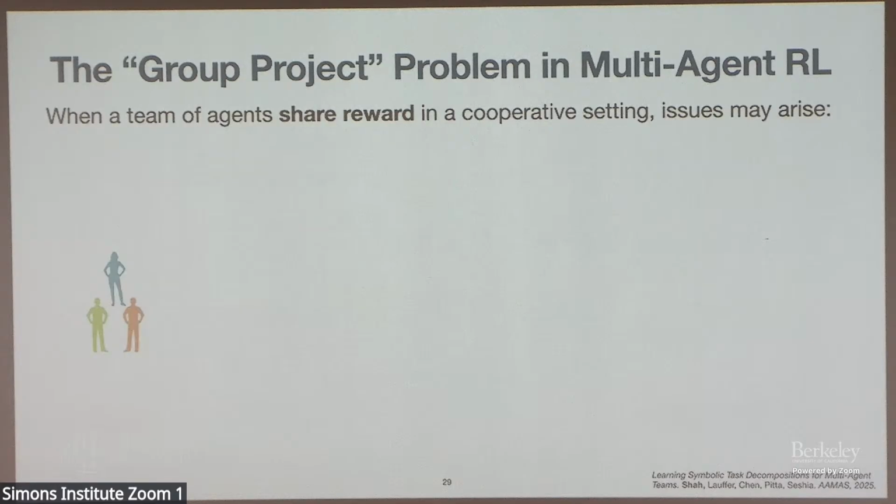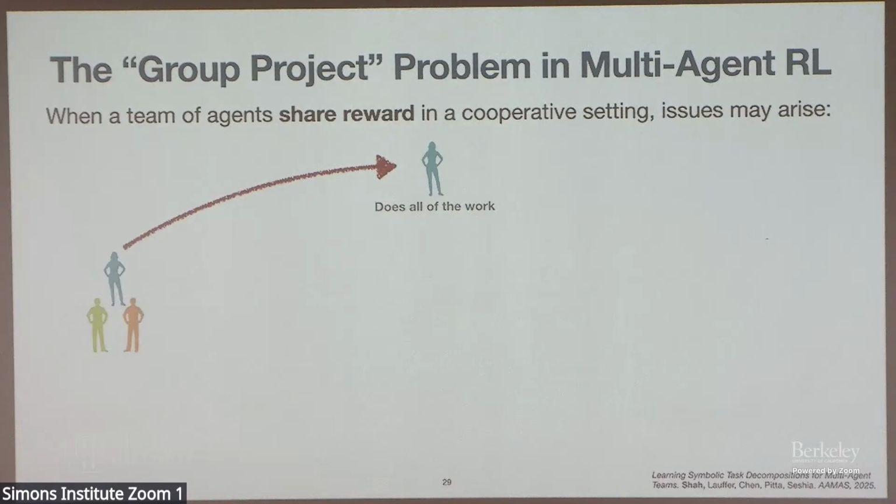This phenomenon has taken a lot of different terms, like credit assignment or the lazy agent problem. I call it the group project problem, and I think it's something a lot of people in this room have shared experience with. Let's say I have a team of agents that want to cooperate to accomplish some task, so I have a shared reward. I have these three agents, blue, green, and orange, and they want to accomplish a task.